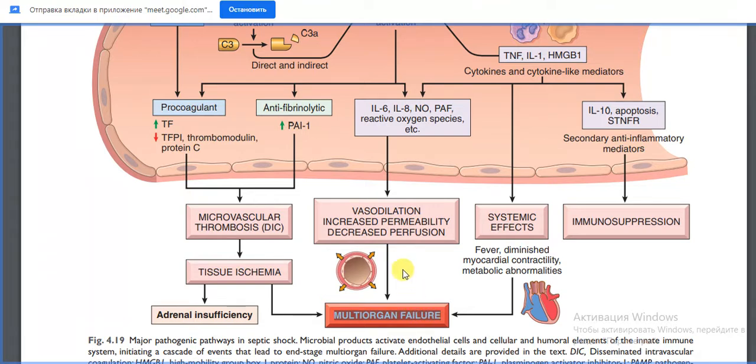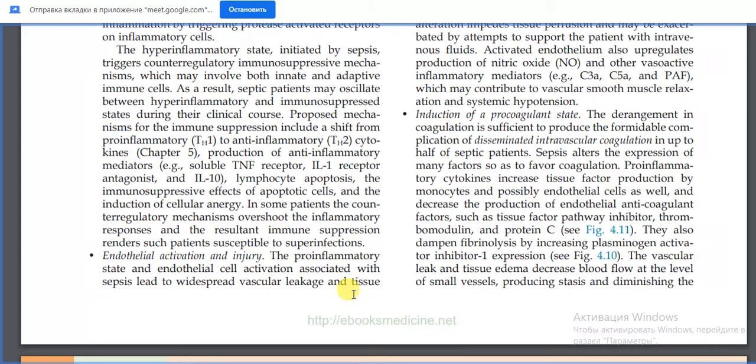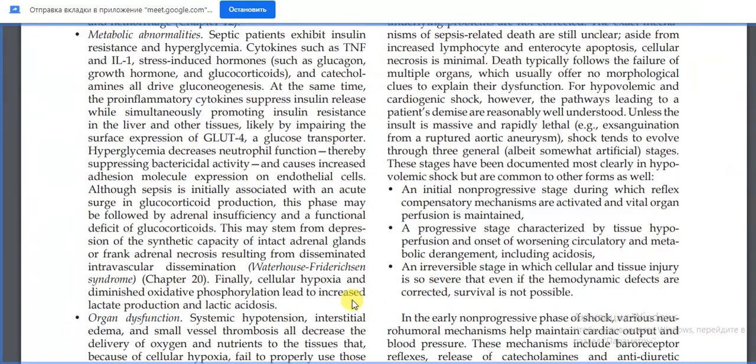Even in hypovolemic shock and cardiogenic shock, patients die with multi-organ failure, because finally all the organs collapse. So, stages of shock.